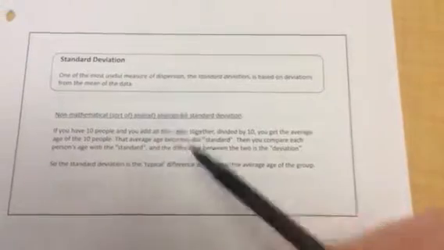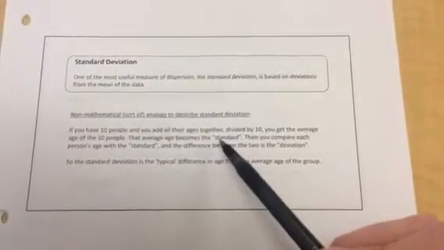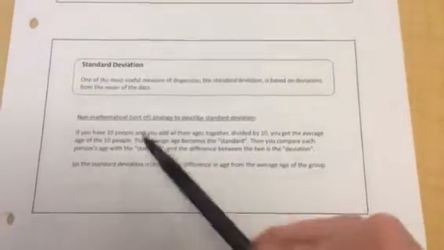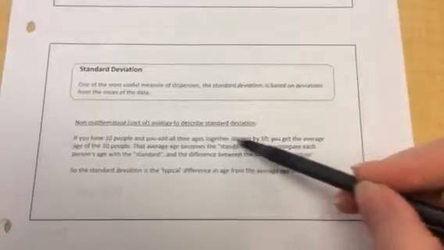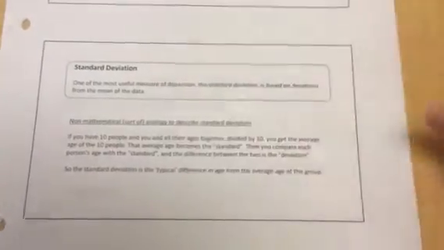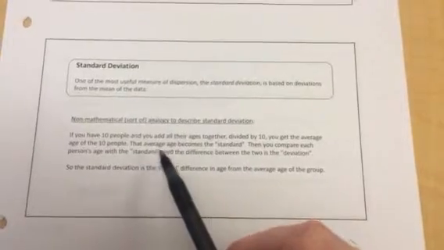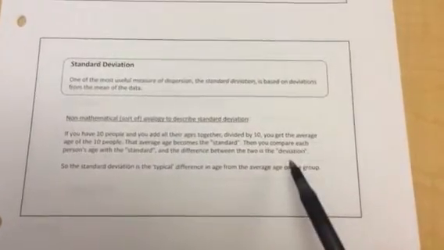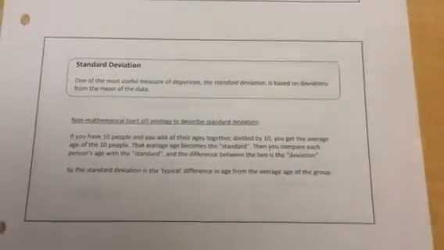Okay, and here's kind of an analogy to say what standard deviation represents. If you have 10 people and you add their ages together, divide by 10, you get the average. So we're getting the average age of 10 people. The average then becomes the standard, right? That age kind of represents our group as a whole. Then you compare each person's age with that standard, and the difference between the two is the deviation. So let's say we did that and the average age we had in our class was 25.